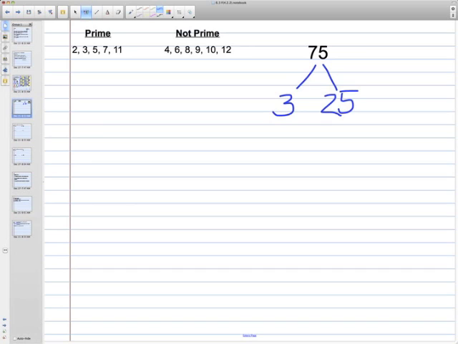Looking at 25, we want to again go back to our prime numbers, and 25 would not be divisible by 2 because it's not even, and 75 wasn't divisible by 2, so that wouldn't work. We know 3 is not a factor of 25, so the next prime to check is 5. So we know that 5 times 5 is 25. The prime factorization of 75 is 3 times 5 times 5.